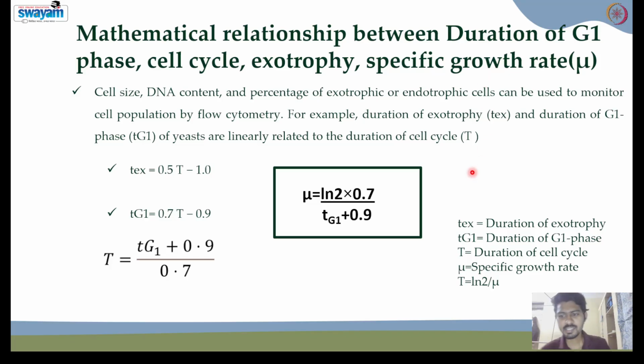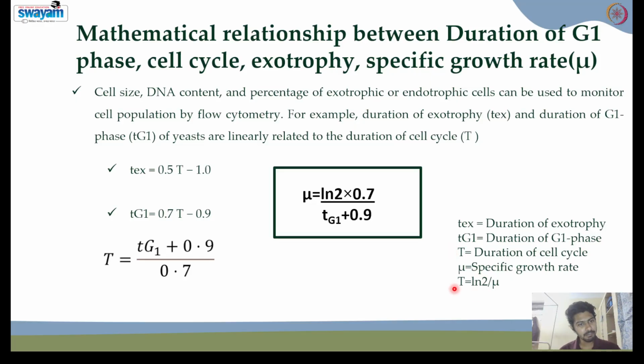So the first is the duration of the exotrophy. We all know that exotrophy is where the cells consume the external nutrients and store or accumulate them as energy reservoirs. And how do we calculate this? It is calculated by 0.5 T minus 1. What is meant by T here? T is ln 2 divided by mu, which is the doubling time.